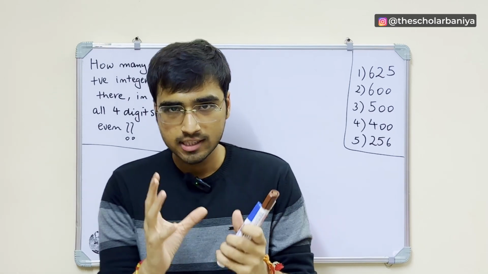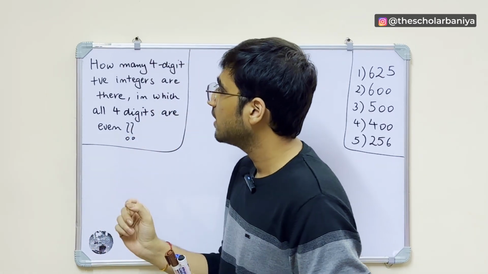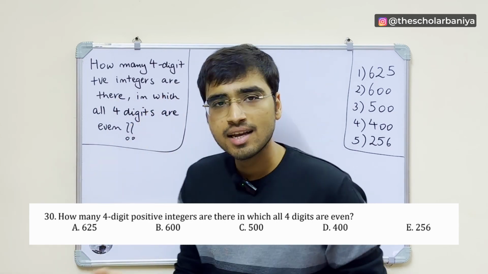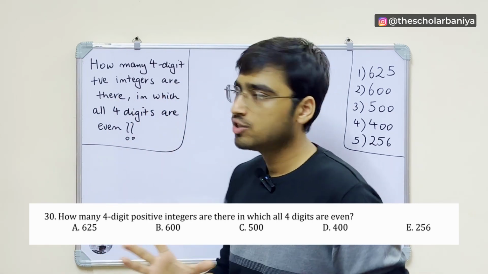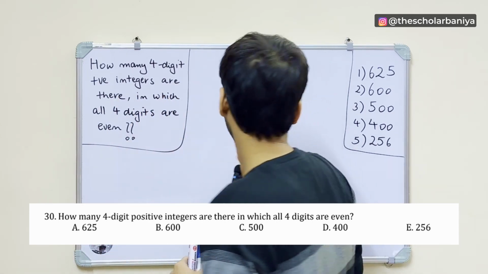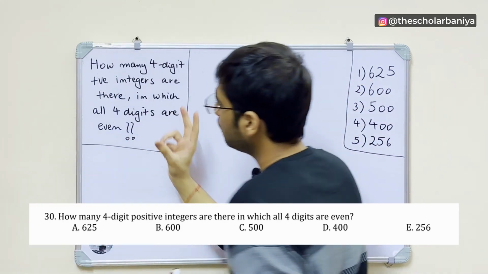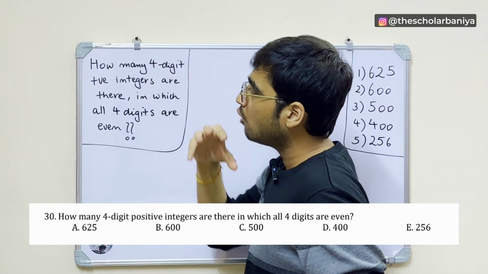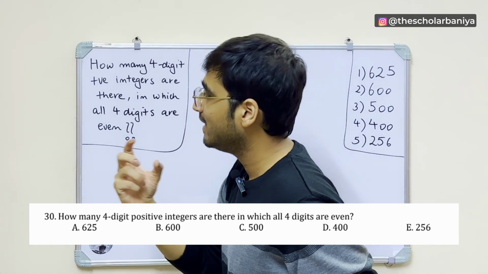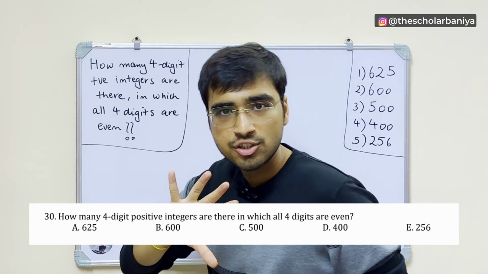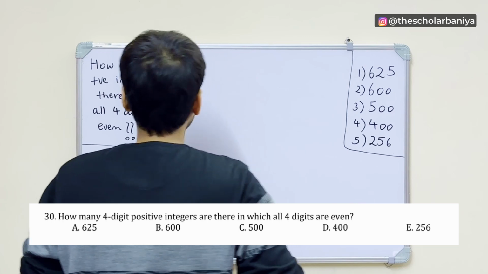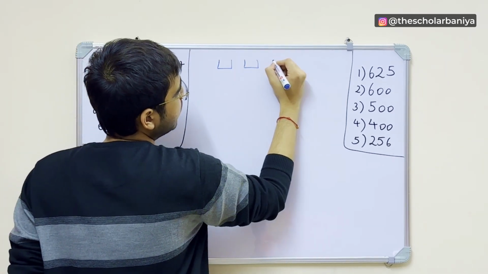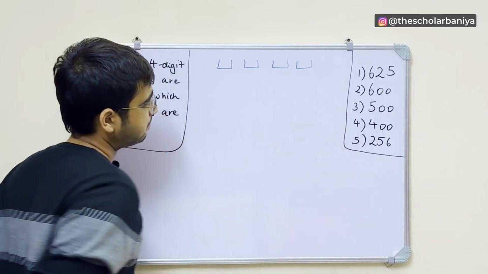So let's move on to the next question, guys. In this question, we are given: how many 4-digit positive integers are there in which all the 4 digits are even? And we are given all these possible options. So we have to tell the number of 4-digit positive integers in which all the digits are even. So 4-digit: 1, 2, 3, 4.